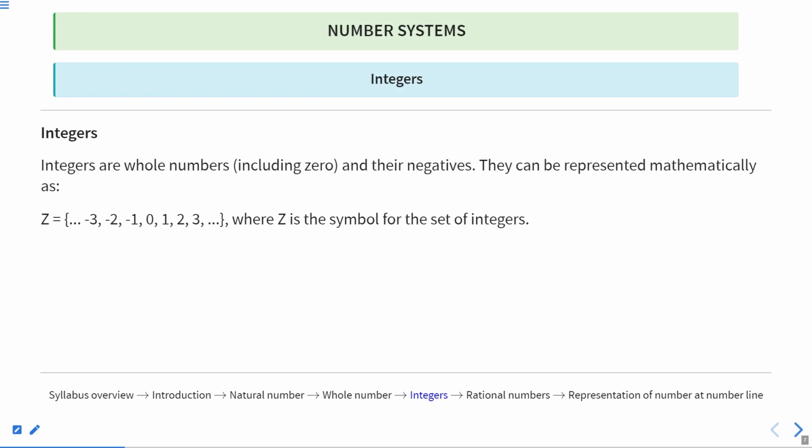Now let us see what integers are. Integers are whole numbers including 0 and their negatives. They can be represented mathematically as Z is equal to {..., -3, -2, -1, 0, 1, 2, 3, ...}, where Z is the symbol for the set of integers. Integers are nothing but the union of whole numbers and their negatives.